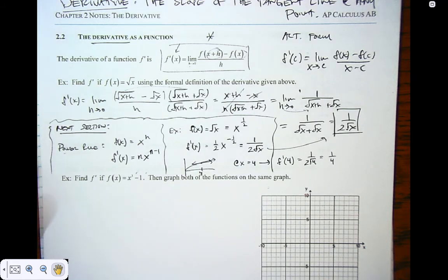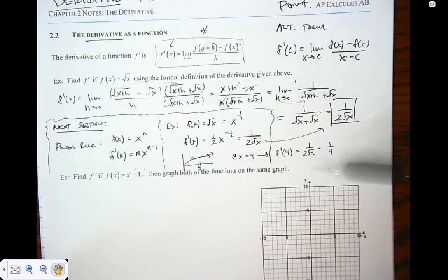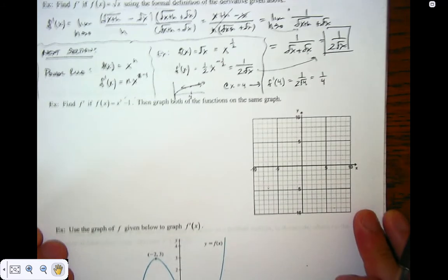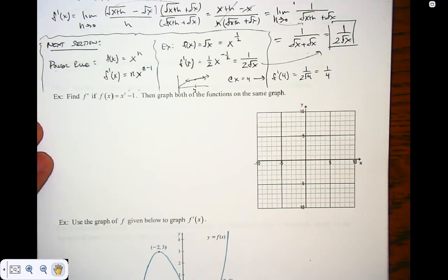Okay? All right. So until the next lesson, we're going to keep practicing this limit process. So let's come down here to the next example. It says, look, find f prime if your original function is x cubed.